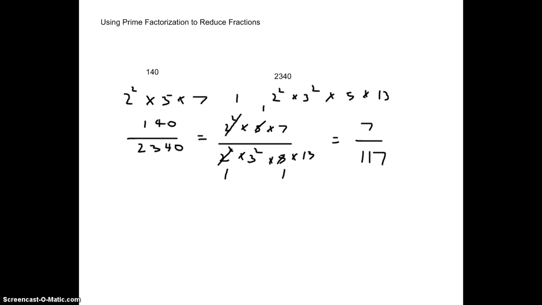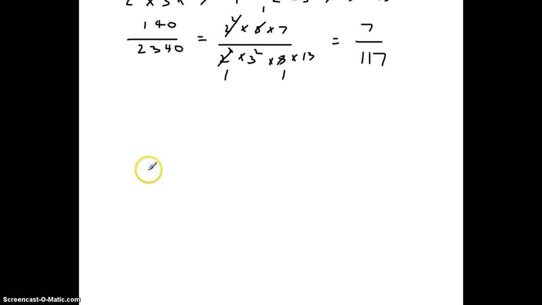So let's try another one. We'll try 284 over 360. So our first step, we need to find the prime factorization for 284 and 360. And we could use a factor tree to do that.